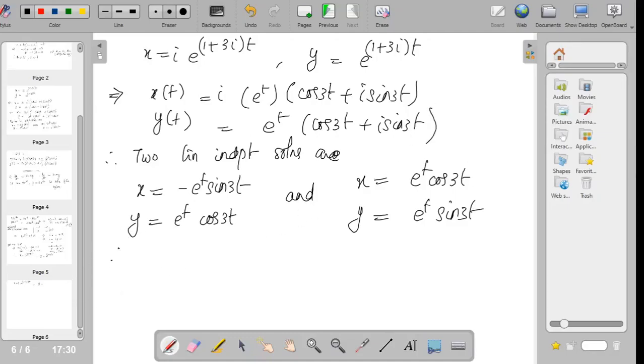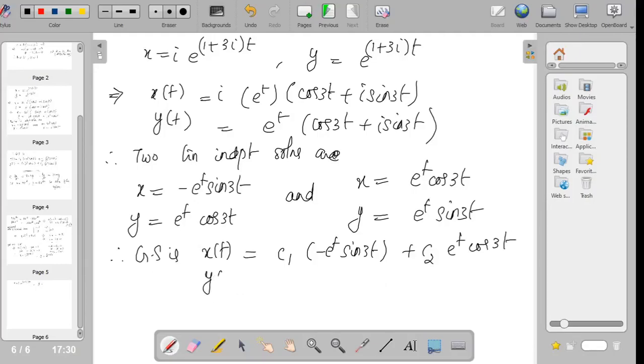So therefore the general solution will be now the linear combination of this. So general solution is x of t will be c1 times minus e raised to t sin 3t plus c2 e raised to t cos 3t, and y of t is c1 e raised to t cos 3t plus c2 e raised to t sin 3t. So this is the required general solution.